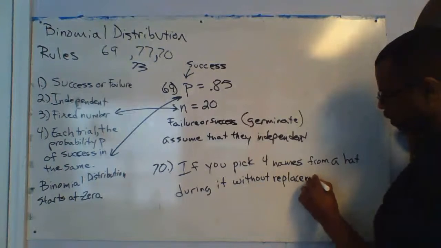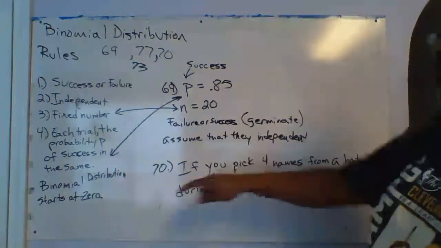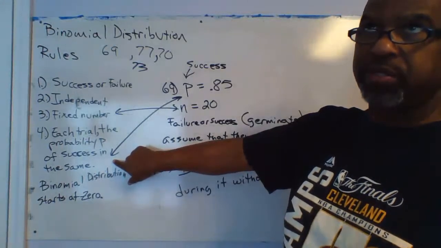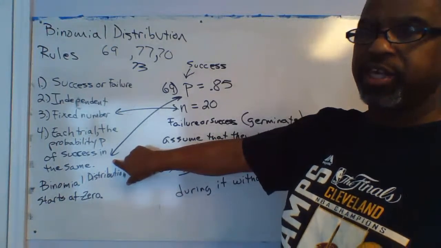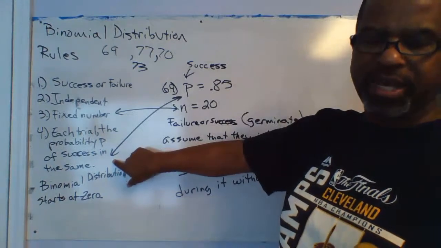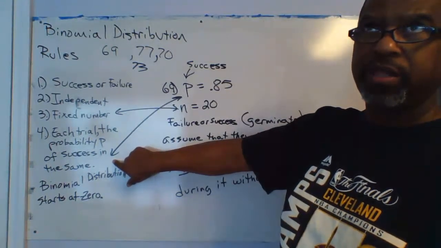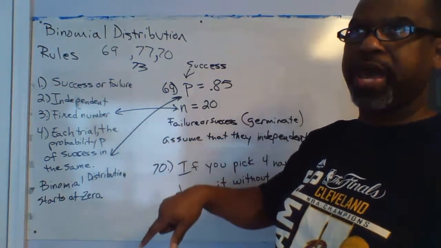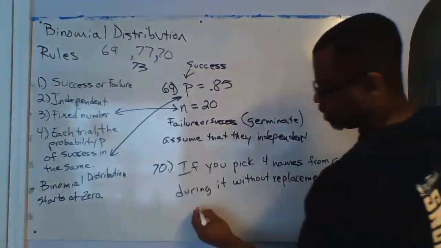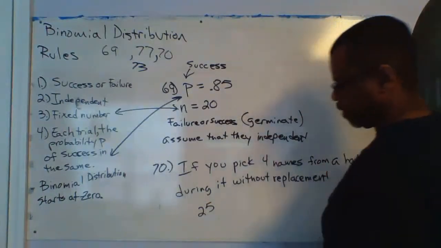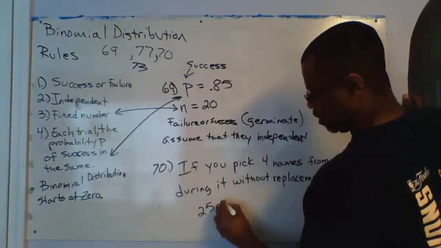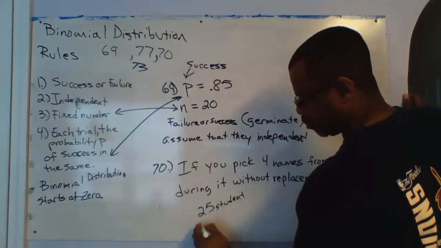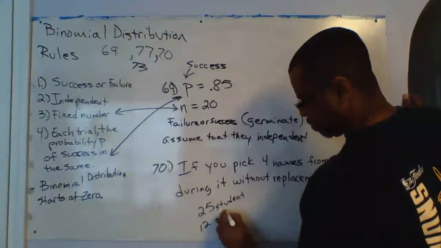So if you do it without replacement, you're breaking this rule here. Because each time you pick a name out of the hat, you don't have the same amount of numbers that you started with, your sample size. So if your sample size keeps going down, let's say it was 25 students, and then let's say we had 12 girls, for example.